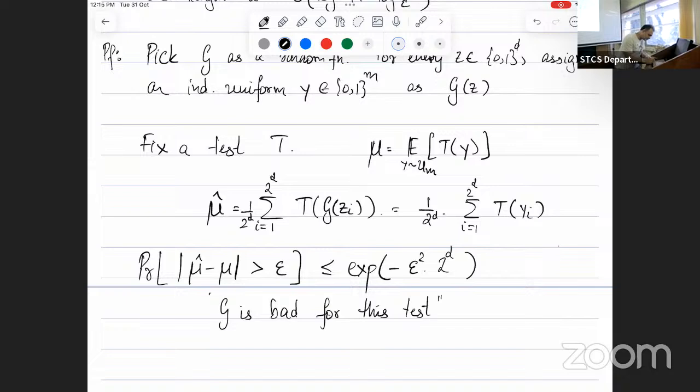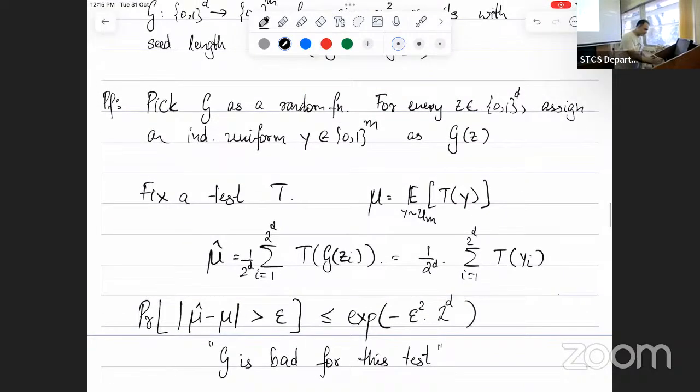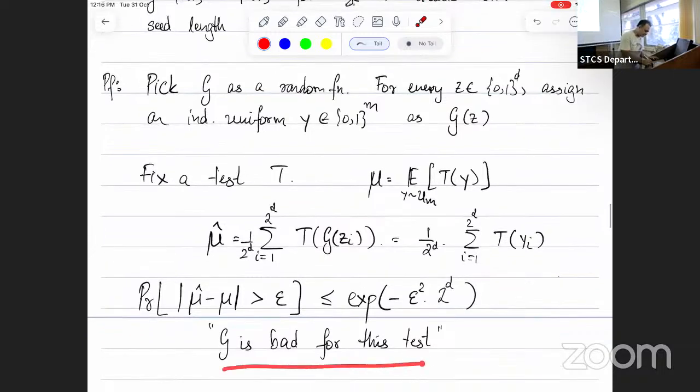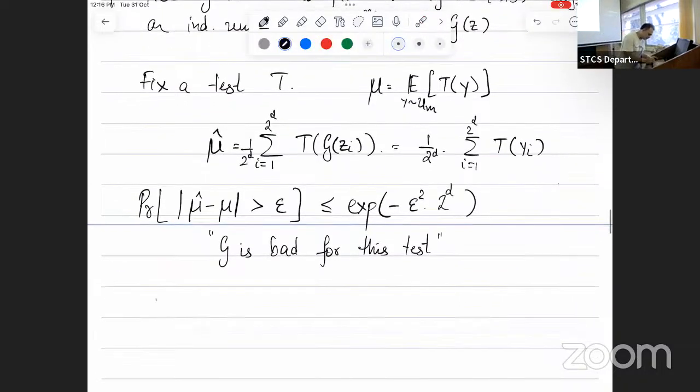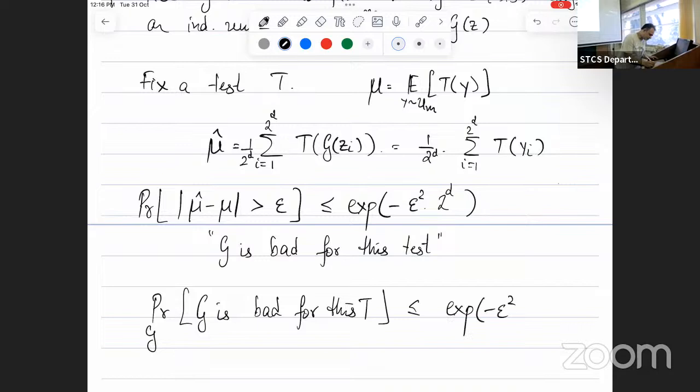Just to make things clear, here Ty is a random variable, and we are taking 2 to the d samples of them, and we are comparing that with the actual expectation mu. I'm saying this G is bad because if I had chosen a certain G where this event happened, then T can say, hey, I didn't get fooled, because my actual expectation was mu, and you outputted something that was away from me by at least epsilon. So what we have right now is that the probability, when I choose G at random, that G is bad for this T is at most some exponential in minus epsilon squared 2 to the d.